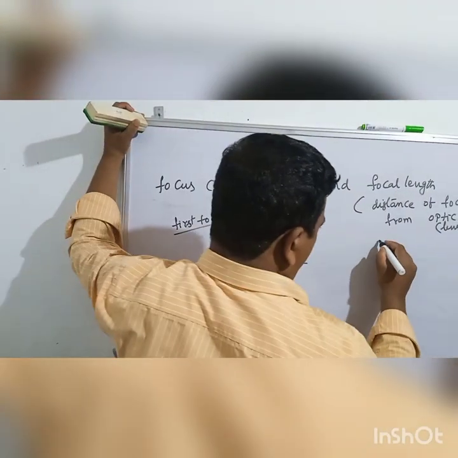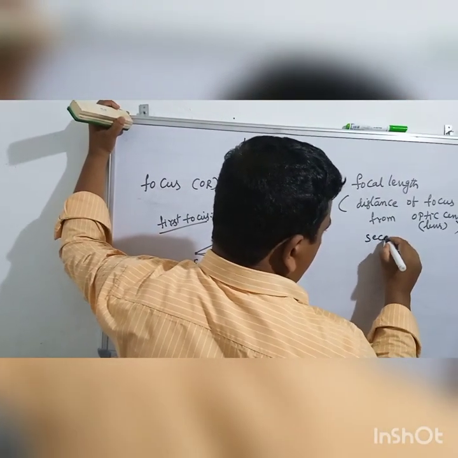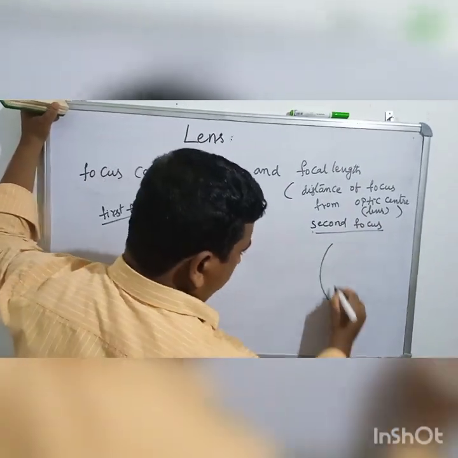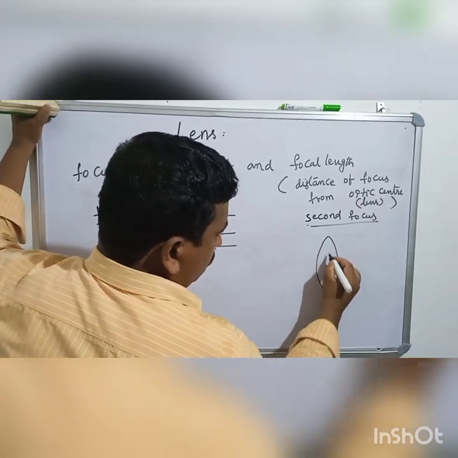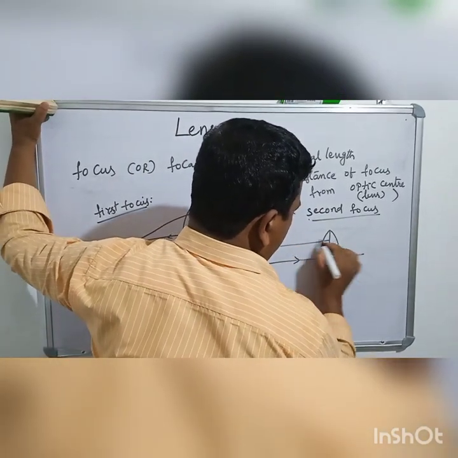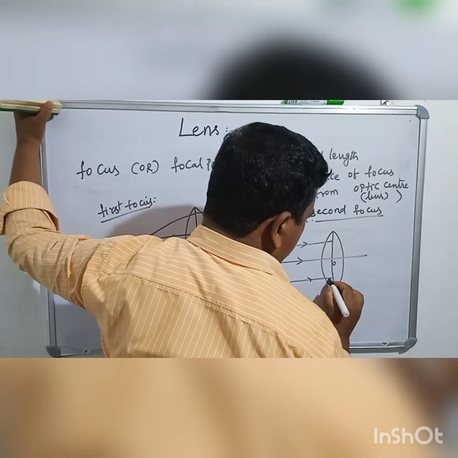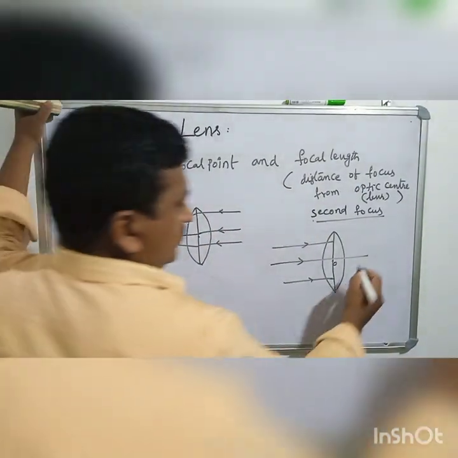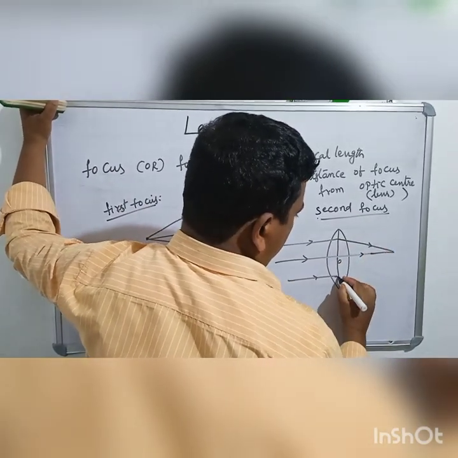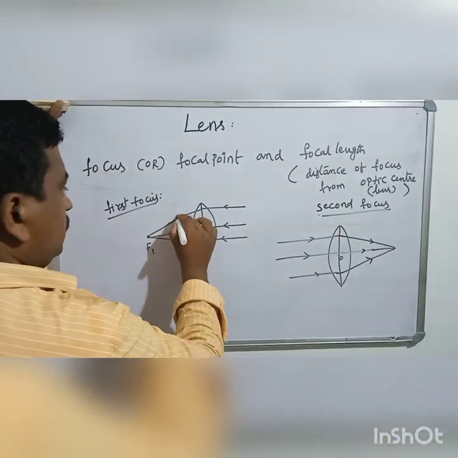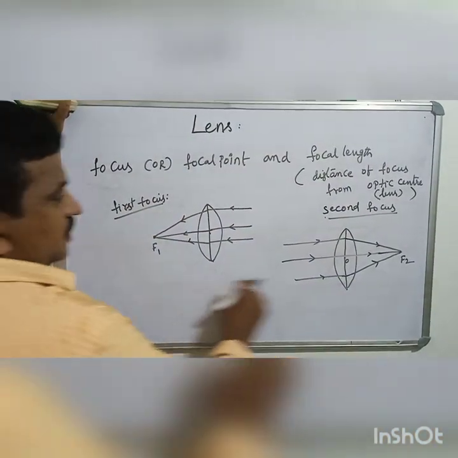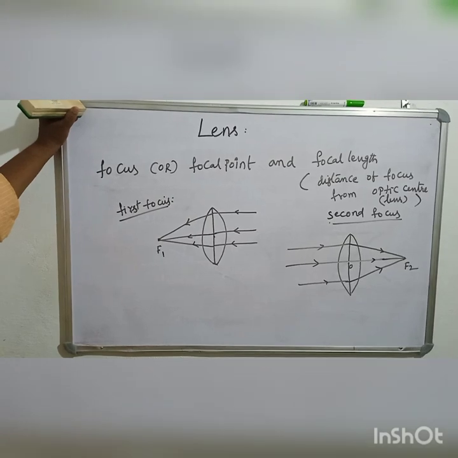For example, now the second focus for a biconvex lens. This is the biconvex lens, and this is the optic center. Light rays move like this, parallel to each other. Whatever light ray passes through the optic center is undeviated, that's why it moves straight. After refraction, the rays meet here. This is called the second focus. This is the first focus, and this is the second focus for a biconvex lens.